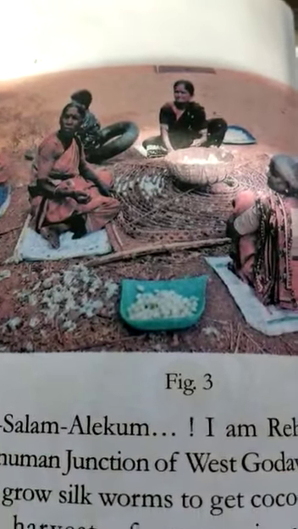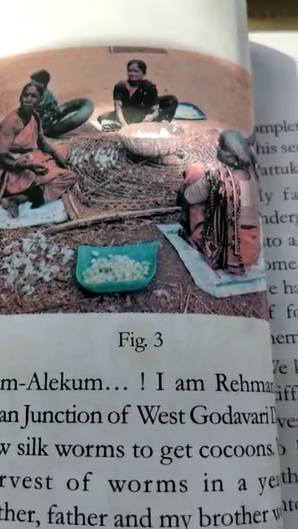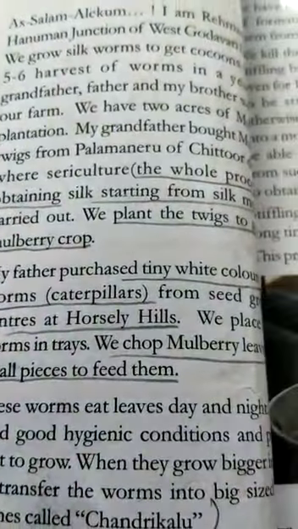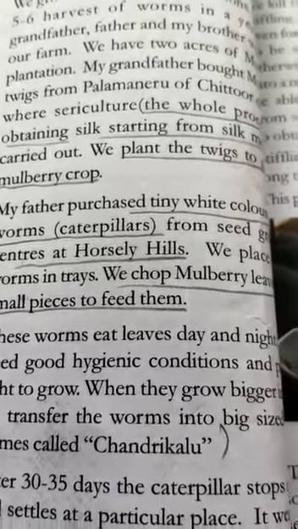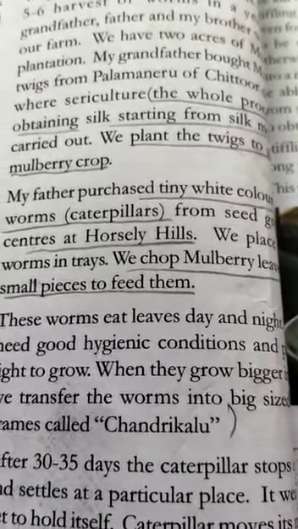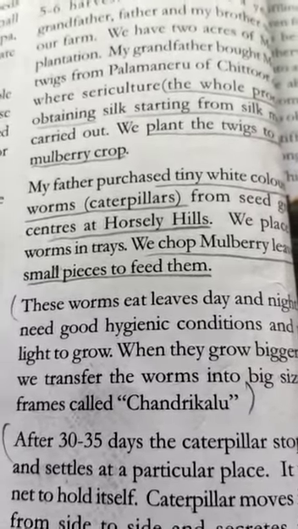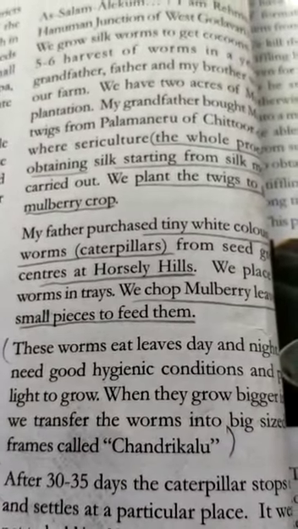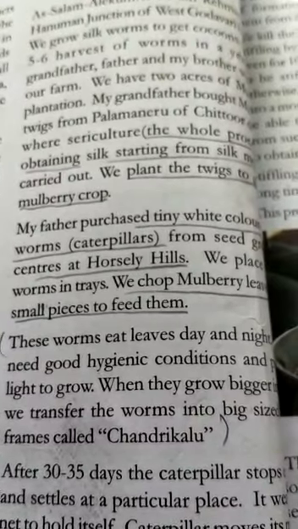Again see, in this stage some women are taking out the cocoons from the frames called chandrikalu. So you have to know what are called chandrikalu. See, for example, the whole process of obtaining silk starting from silkworm is carried out. We plant the twigs to grow mulberry crops. How are mulberry crops grown? First the farmer keeps the twigs, then mulberry crops grow.